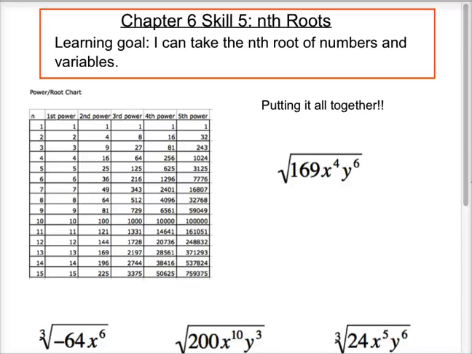Welcome back. This lesson is the lesson where we finally get to put everything together. All the stuff we've been doing so far in this chapter is going to come together for this lesson. So, putting it all together.